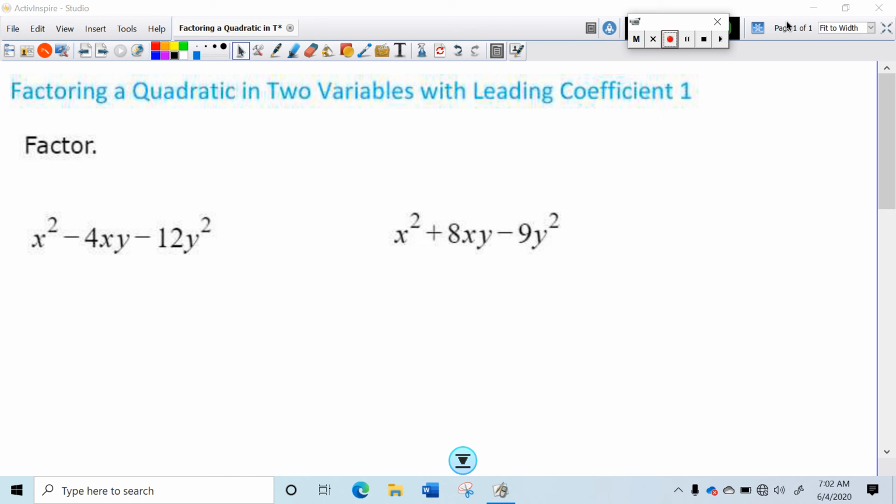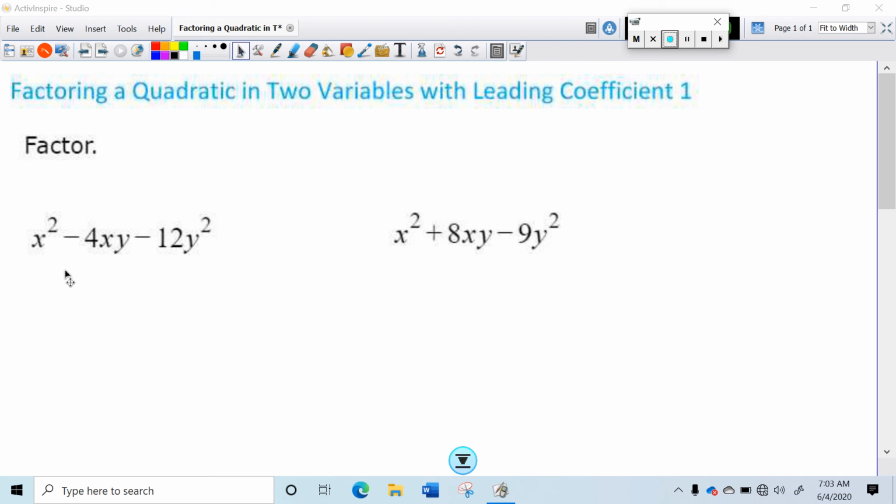For these quadratics, it has more than one variable, but it's pretty much treated the same. The first thing I check is to see if there's a number I can divide all the numbers by, and there's not, because 1, 4, and 12, there's nothing in front of a variable, it's a 1. They don't have anything in common that I can take out.